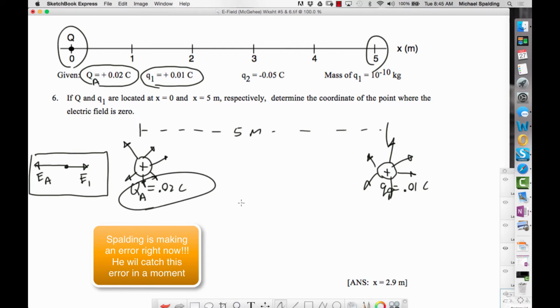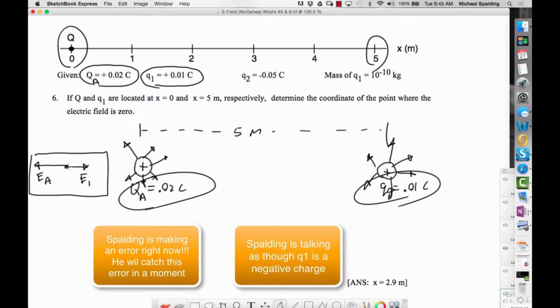Charge A is bigger than charge 1. So charge A at this point has 2 advantages. What are the 2 advantages? He is bigger and he is closer. Does that make sense? So this electric field is going to be larger than this electric field anywhere to the left of our situation.